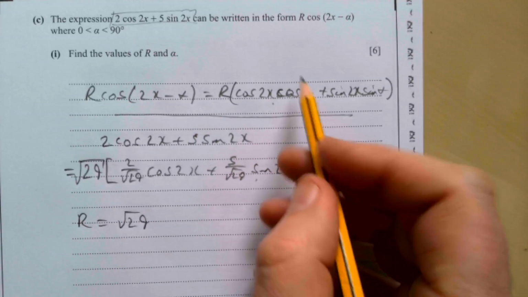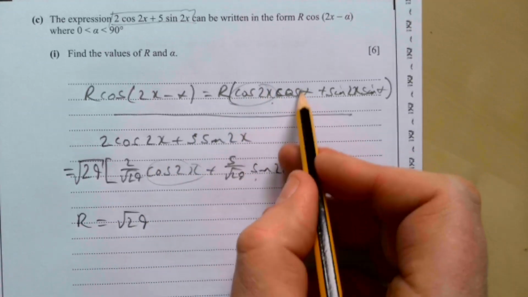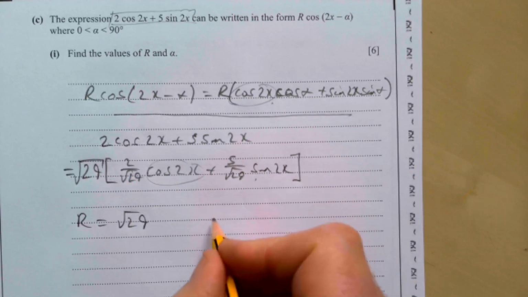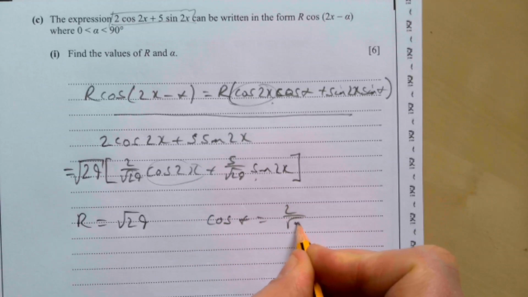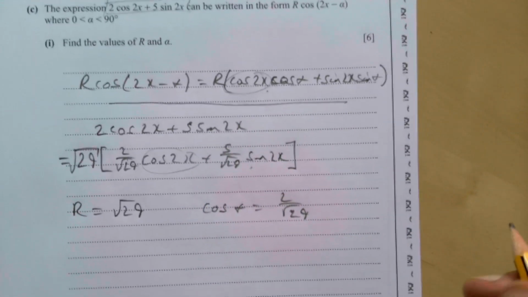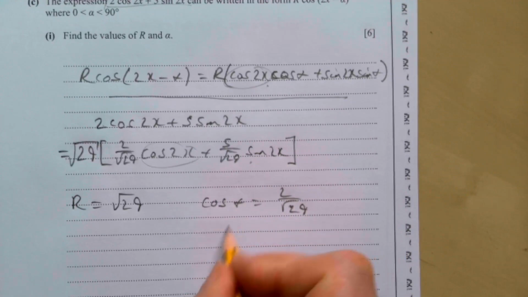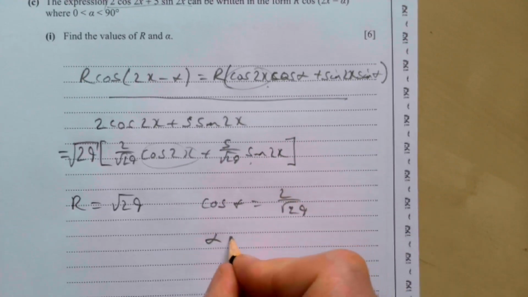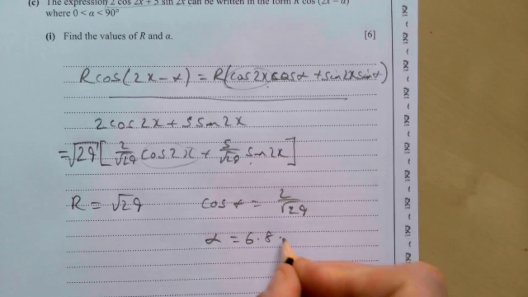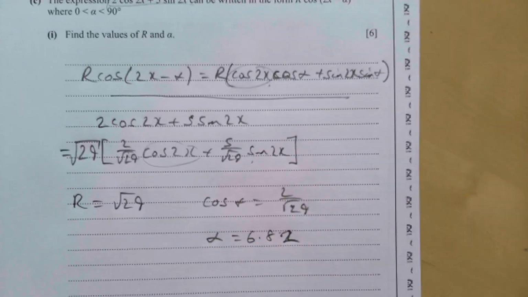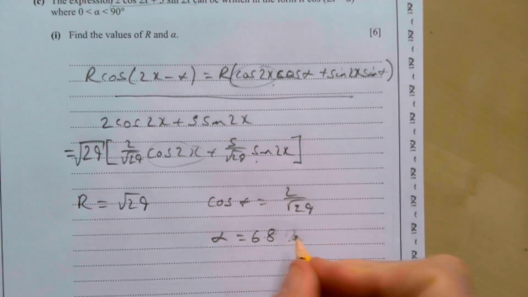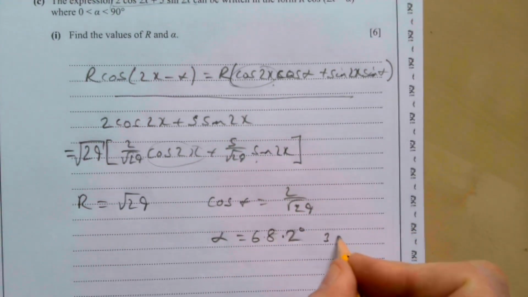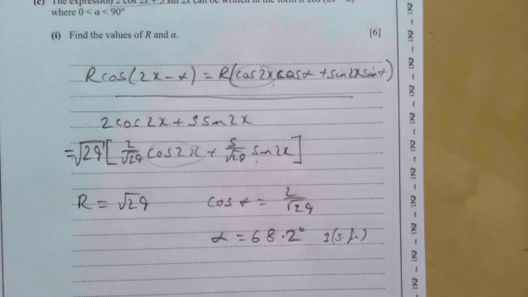If we compare this, there's my cos 2x, so my cos alpha is 2 over root 29. If I put that into my calculator, shift cos of 2 over root 29, I should get 68.2. Goodness me, I'm losing my mind here putting the decimal place in. 68.2 degrees is my answer to 3 significant figures.